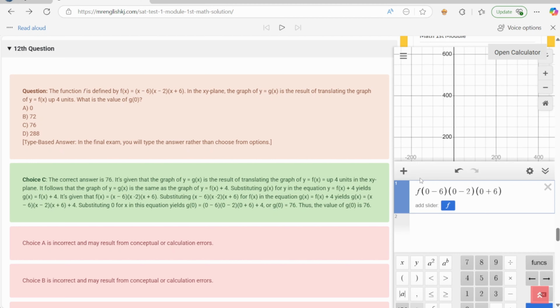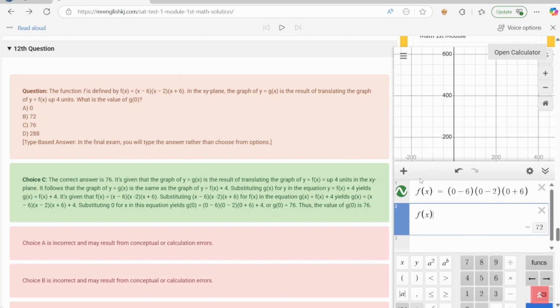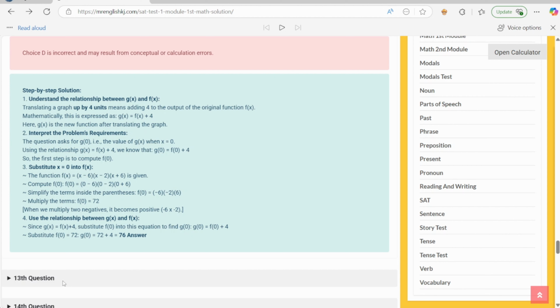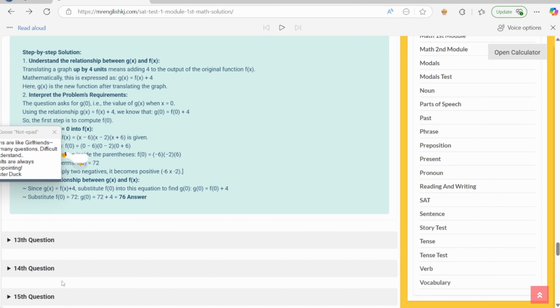Now let me do one more thing to make it easier for you. We know that the value of f(x) is 72. It's calculated for you. But what we are doing is adding 4 to it. And it gave us 76. Get it? You can directly add 72 and 4. That's why I told you, in some questions, you don't need the DESMOS calculator that much.